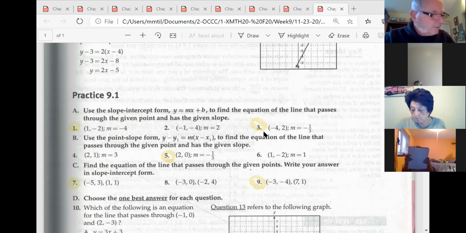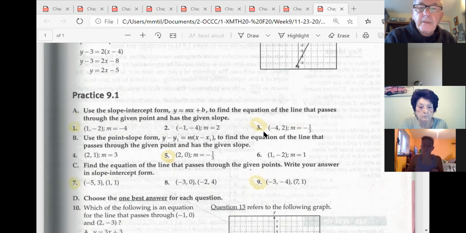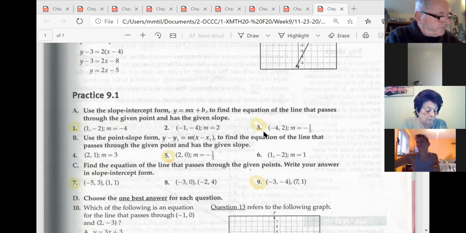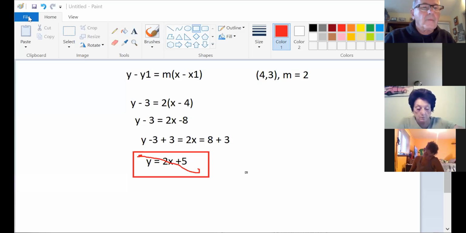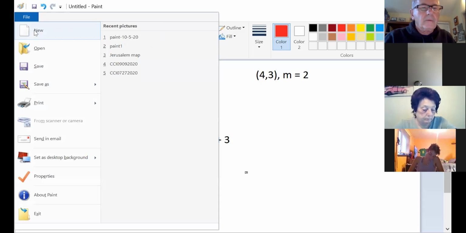Okay, let me do 3. Minus 4 and 2. M is equal to minus 1/3. Okay. So, boom. And we go here. Back to my whiteboard. Erase everything.